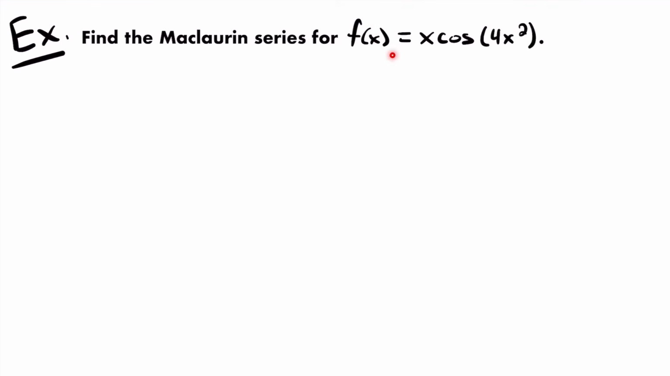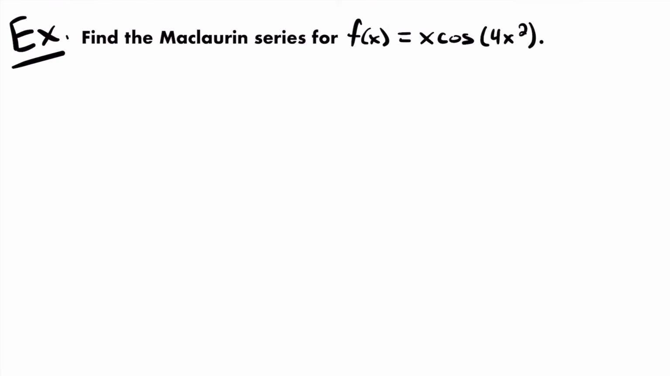This function here has cosine within it. It's similar to the cosine function. It's a little bit different because we have x times cosine of 4x squared, but we can actually use the Maclaurin series for cosine to easily represent this function as a Maclaurin series.